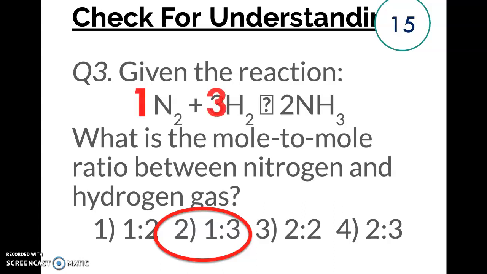Once again, 1 mole of nitrogen, 3 moles of H2, giving us that ratio of 1 to 3.